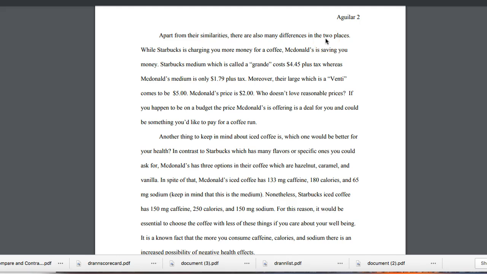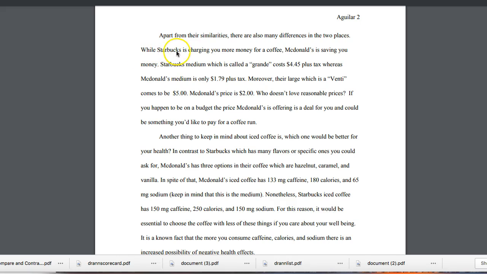So this is a transitional sentence that helps the reader know she's moving on from what she talked about before, similarities, to how McDonald's and Starbucks are now different. So that transitional statement helps the reader move from one idea to the next. She uses some transitional words in this paragraph.